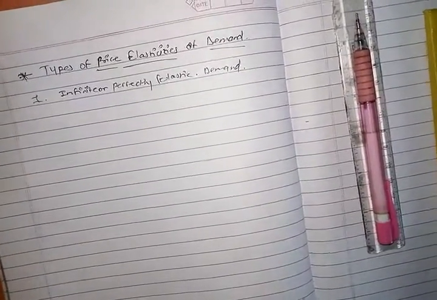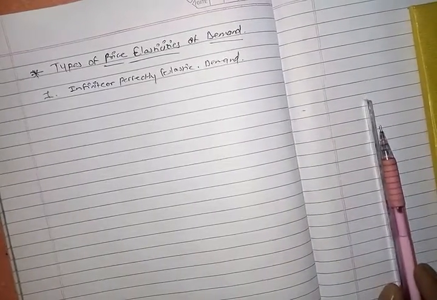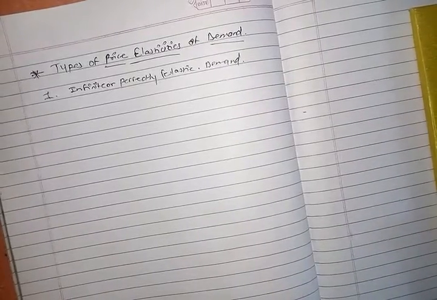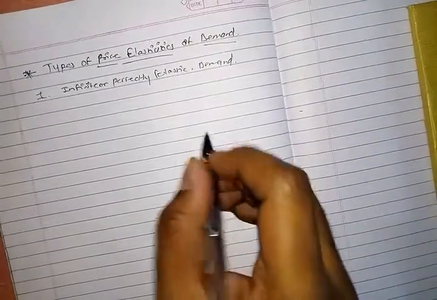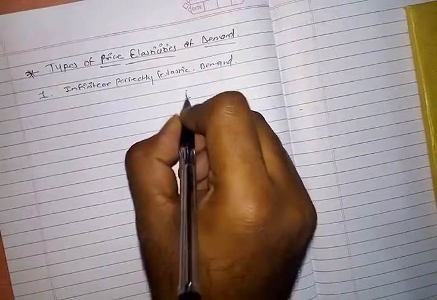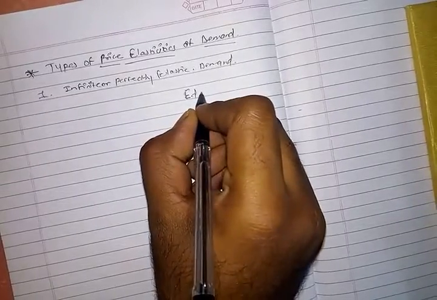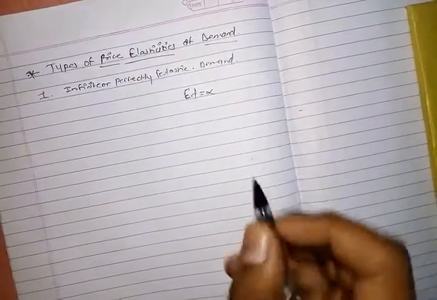The first point is infinite or perfectly elastic demand. When a change in price leads to an infinite change in quantity demanded, it is known as infinitely elastic demand. When demand is perfectly elastic, the demand curve is a horizontal straight line parallel to the x-axis. We can describe this symbolically by elasticity of demand equals infinity.